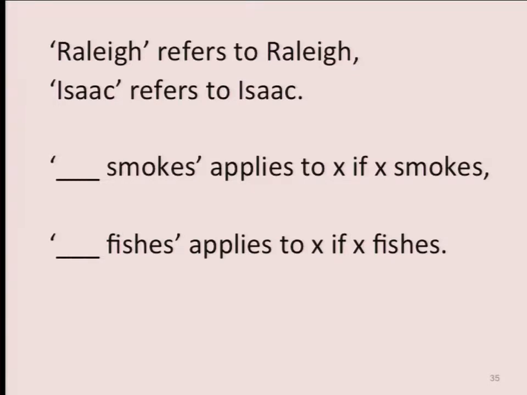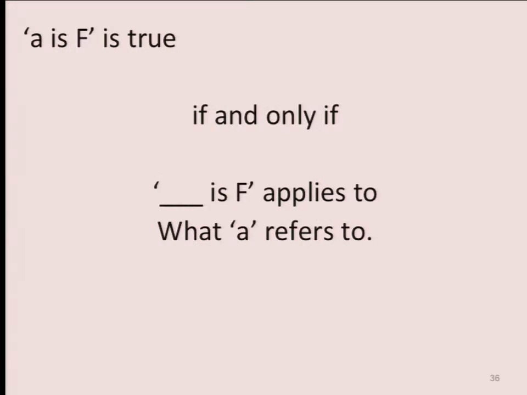If you suppose you say Raleigh refers to Raleigh, that's going to be right, right? I mean, who else would it refer to? Isaac refers to Isaac. Smokes applies to someone if and only if they smoke. Fishes applies to someone if and only if they fish. That's all right. And what does it take for a sentence in this language to be true? Well, when you get a sentence like this, A is F, that's true if and only if the predicate applies to what A refers to. So now I specified the meanings of every sentence in the language by specifying the meanings of the components.